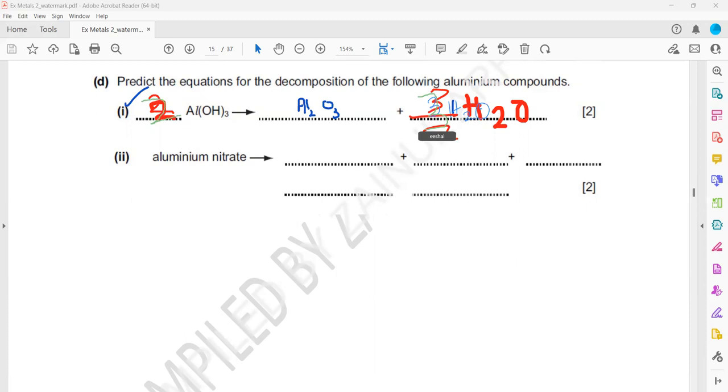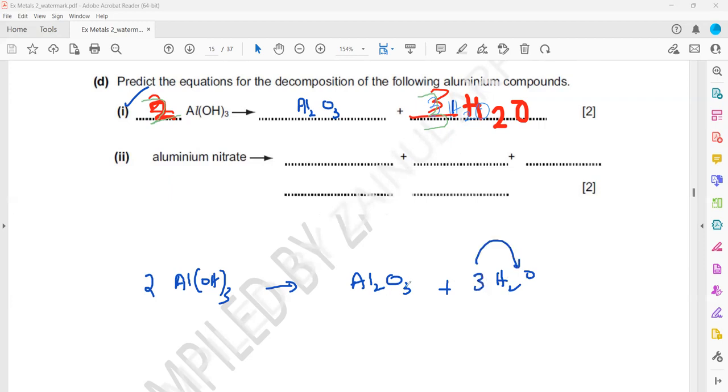If you check here, when you put 2 here, aluminum hydroxide gives aluminum oxide on decomposition plus steam. So when we are balancing, if we put 2 here, the 2 aluminum is balanced. What about oxygen? This 3 multiplied by 2 is 6. So 3 are there, so we put 3. 3 multiplied by 3 and 3 is 6. And hydrogen, 3 multiplied by 2 is 6, and 2 multiplied by 3 is 6. So it should be 3 here.